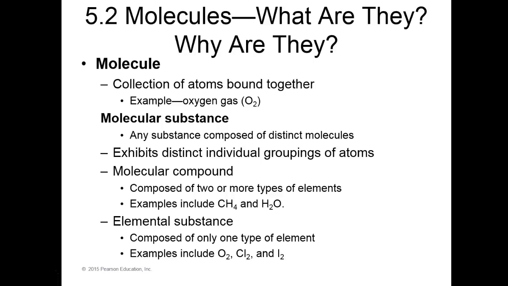So we'll look at molecules. Molecules are a collection of atoms bound together. An example is oxygen gas, or O2. A molecular substance is a substance composed of distinct molecules. It exhibits distinct individual groupings of atoms. For example, a molecular compound is composed of two or more types of elements. Examples are CH4 and H2O. Elemental substances are only one type of element, O2, Cl2, or I2. Okay, one element, multiple of one element.